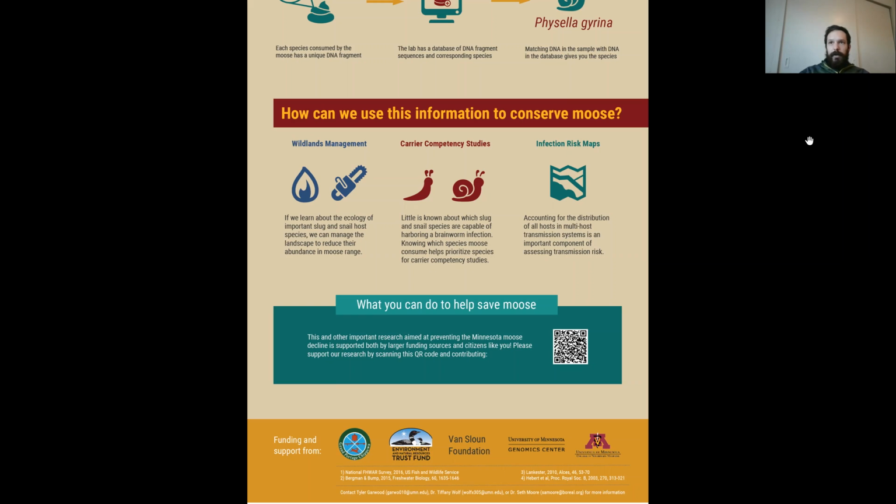Similarly, it is unclear whether many species of slugs and snails are even capable of carrying brainworm. Knowing which species moose are eating will allow us to focus future studies of carrier competency in slugs and snails. Finally, with a more complete knowledge of which species of slugs or snails are important for brainworm transmission, we can better predict infection risk for moose.